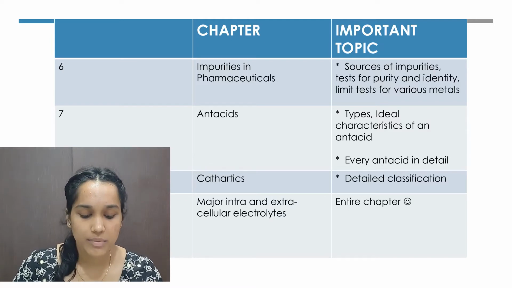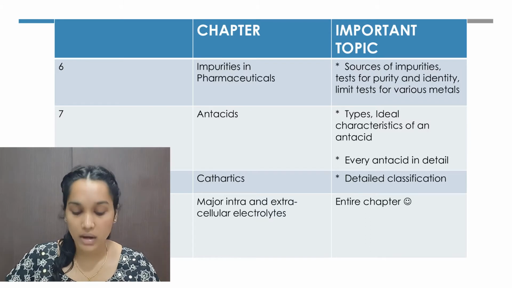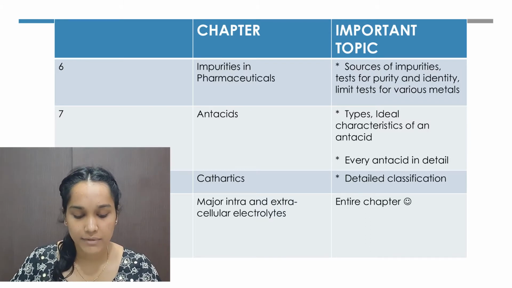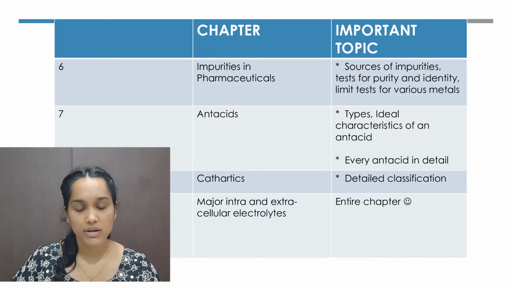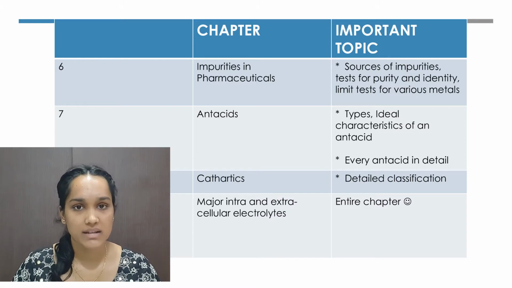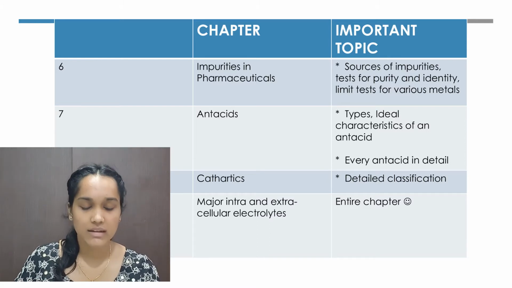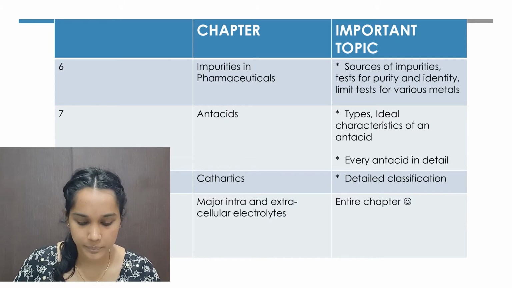Then we have impurities in pharmaceuticals, which is very important. Here sources of impurities, test for purity and identity. Here limit test for iron, arsenic, lead, heavy metal, chloride, sulfate is very important, and the limit test of these metals will also come during your practicals. So if you remember the practicals theory, then you won't have much problem here.